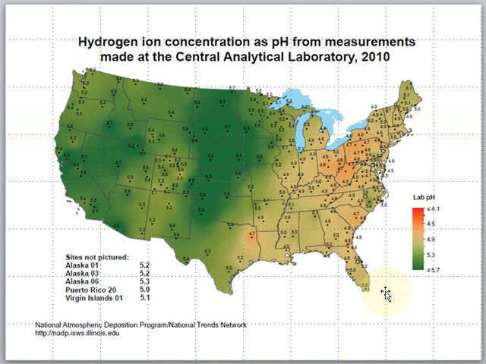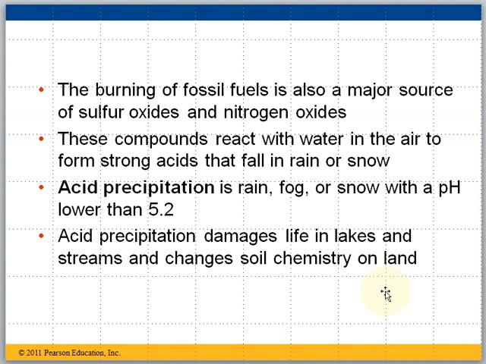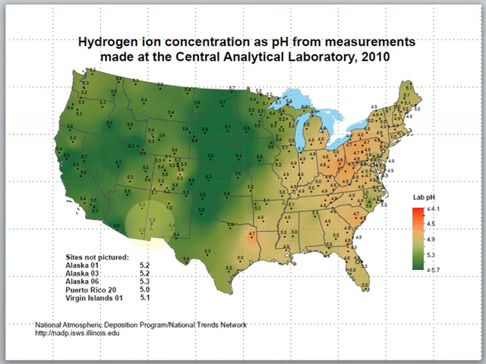Here's a map showing the hydrogen ion concentration, the pH of rainfall in various areas. Normal rainfall is slightly acidic, but acid precipitation has a pH lower than 5.2. So anything lower than 5.2 is considered more acidic than normal. And on this map, you can see areas where that acidic rainfall does fall.